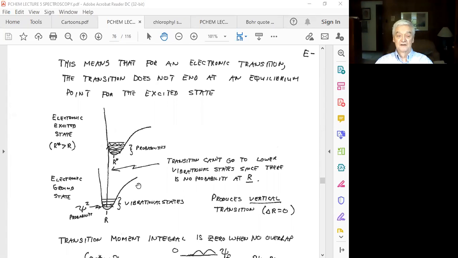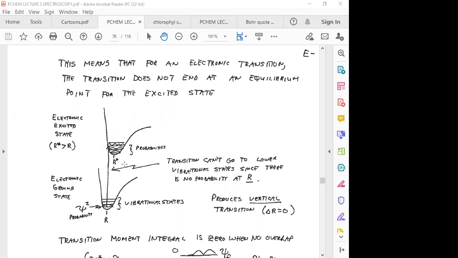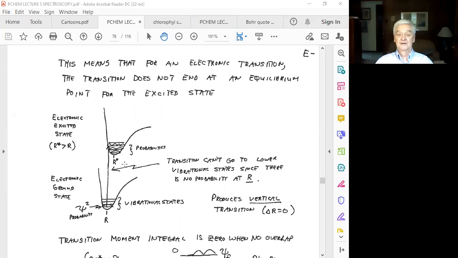So here's our electronic ground state. We have a bunch of vibrational levels. Here now is our electronic excited state. And notice that the curve has shifted towards the right. We assume the bond has gotten weaker because we're creating more antibonding character, and consequently the bond is getting longer.